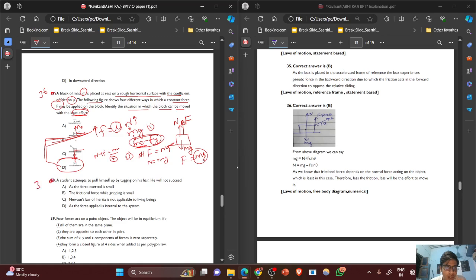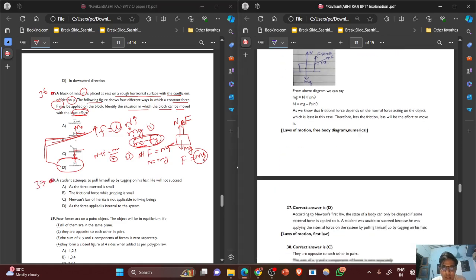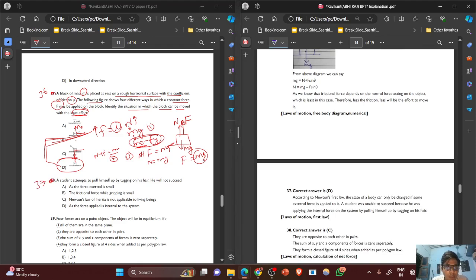Now moving to the 37th question. A student attempts to pull himself up by tugging on his hair. He will not succeed. If you keep your hand on your hair in this way and try to pull yourself up, you can't do it, because the hair is part of your system, so there will be no external force. It's internal. So the D option is the correct answer.